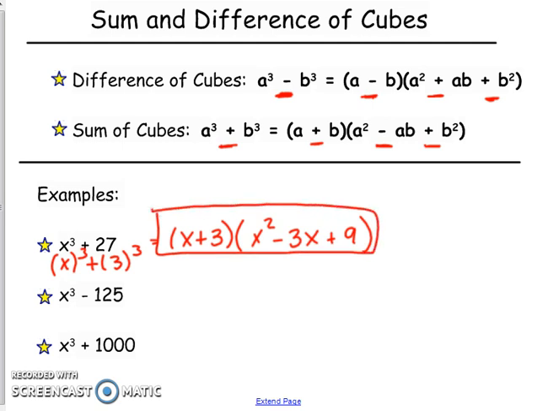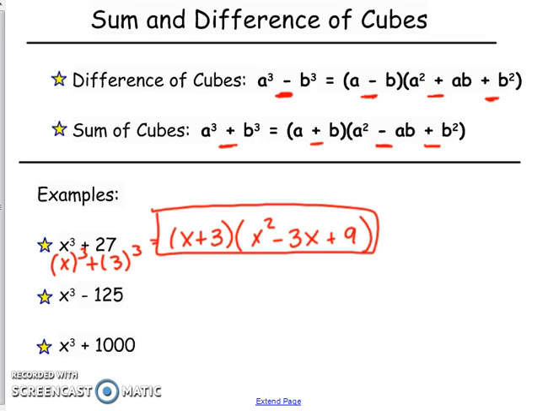So these are never going to be able to be factored further. Whatever you get, you're always going to have some binomial plus an additional quadratic. So you're going to have the x plus 3, and then in addition to that, you have x squared minus 3x plus 9. Now that quadratic will never be able to be factored, so you're just going to leave it.